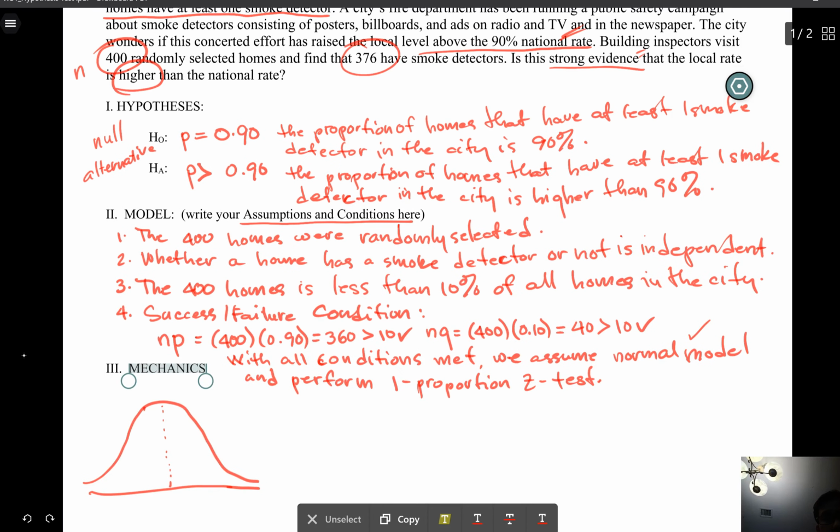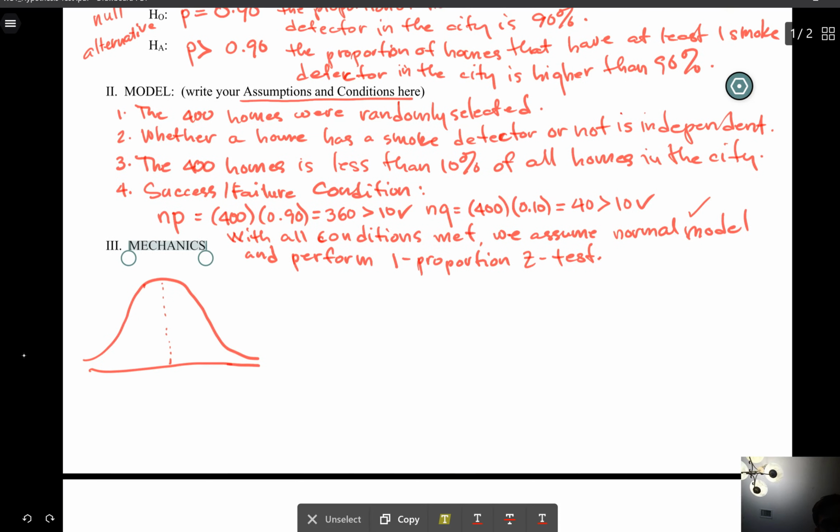The center, you said it's at 90%. So that would be the mu, meaning the average here is going to be 0.90. Okay, and then the spread of this sampling distribution is going to be, check your formula, the square root of PQ over N.